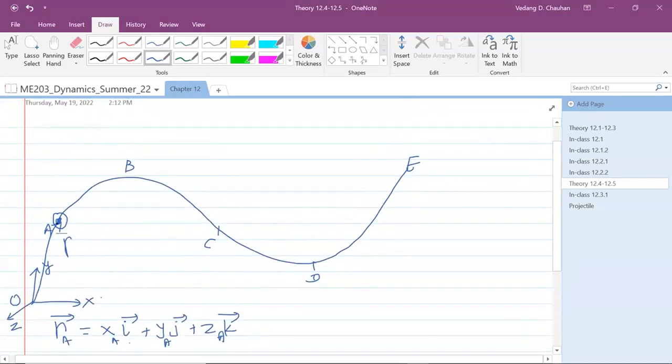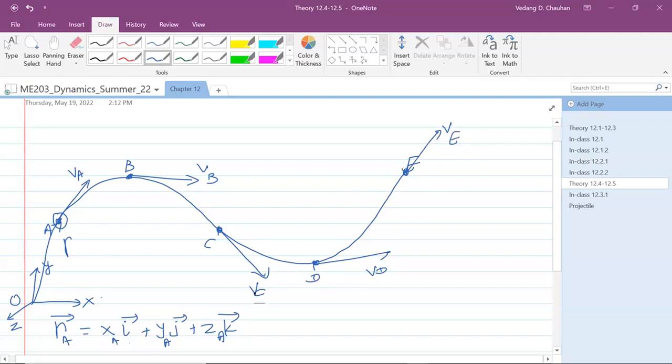Now, how about the velocity on the curved path? Velocity on the curved path is actually tangent to the path. So this is the velocity vector at A. At point B, velocity is tangent to the curvature and points in the direction of motion. So this is B and this is the velocity of B. At C, again, it's tangent to the path and points in the direction of motion. So this is the velocity of C, this is the velocity of D, and finally, this is the velocity of E.